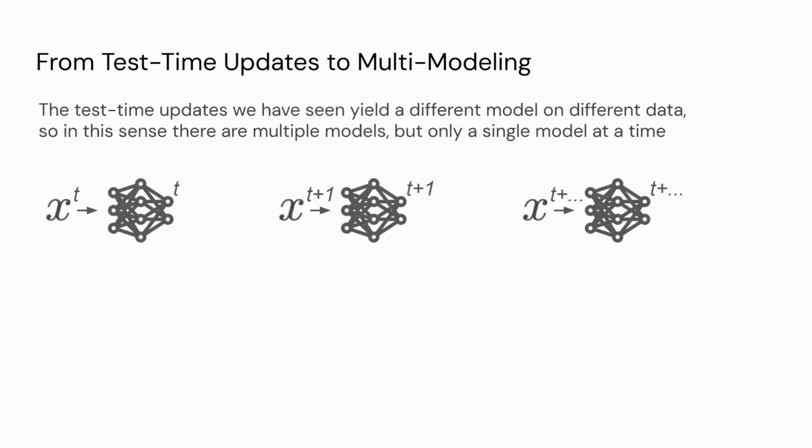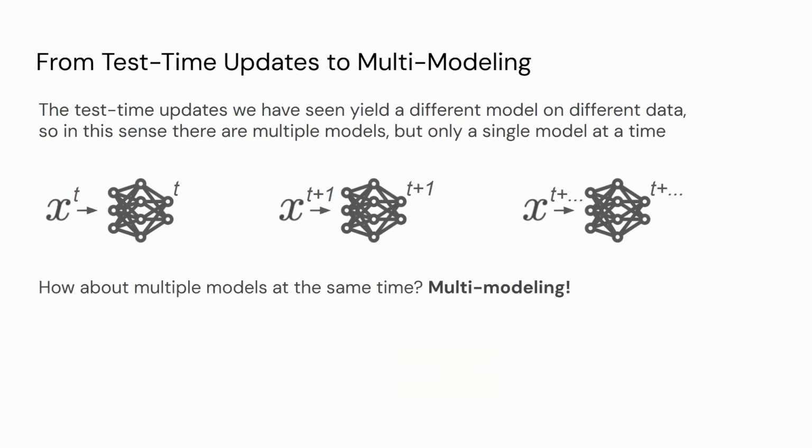With that, I do want to make this transition from test-time updates of a single model over time. With TENT, we saw that with our x_t, we'd have a model at time t. The next batch, we'd get the next model, right? I want to instead think about, are there ways we can use multiple models at the same time?